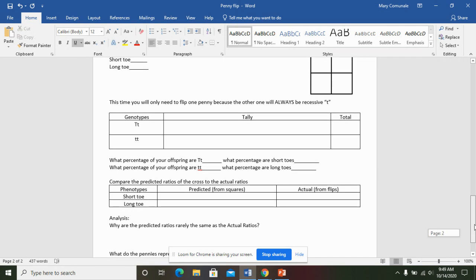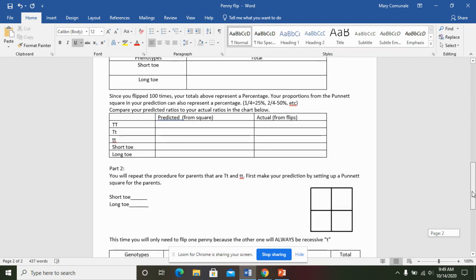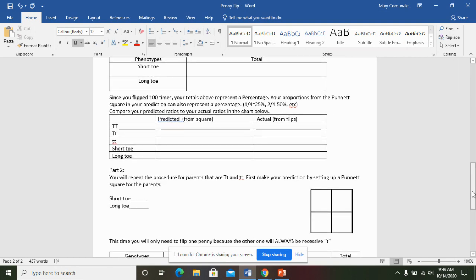So again, you have two days to complete this assignment. And since we're doing it on a Friday and a Monday, you actually have the weekend as well. If you just don't feel like flipping it today, that's fine. But again, it is due at the end of the period on Monday.